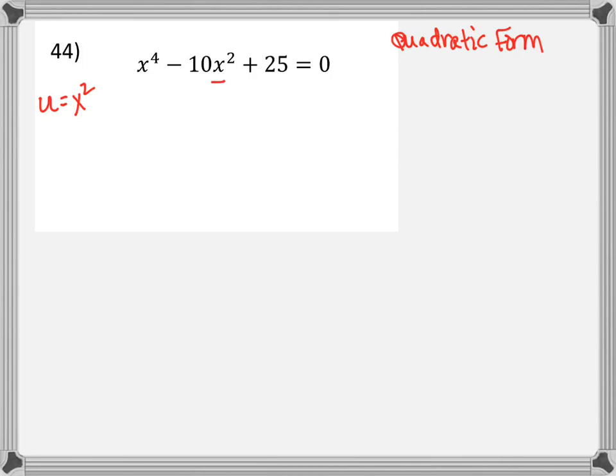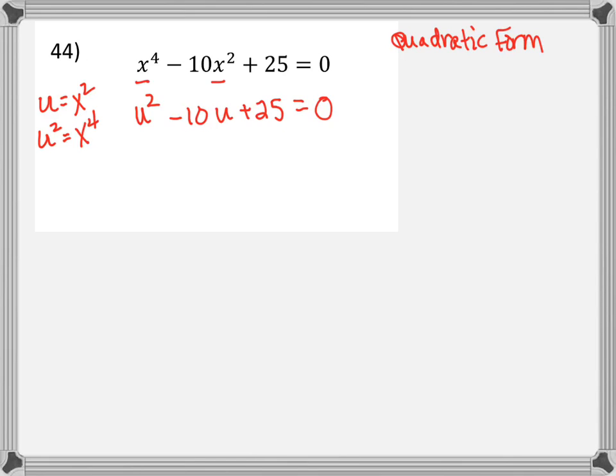And technically you don't have to use u. You can use any variable. You shouldn't use x because that variable is already in the problem. So any variable other than the one that's already in the problem. So u equals x squared, and then u squared will equal x squared squared, which is x to the fourth, which matches up with our other variable expression. So this is a proper substitution for this problem. So we will now substitute in. So the x to the fourth is replaced with u squared, minus 10 times the x squared is replaced with u, plus 25 equals 0.